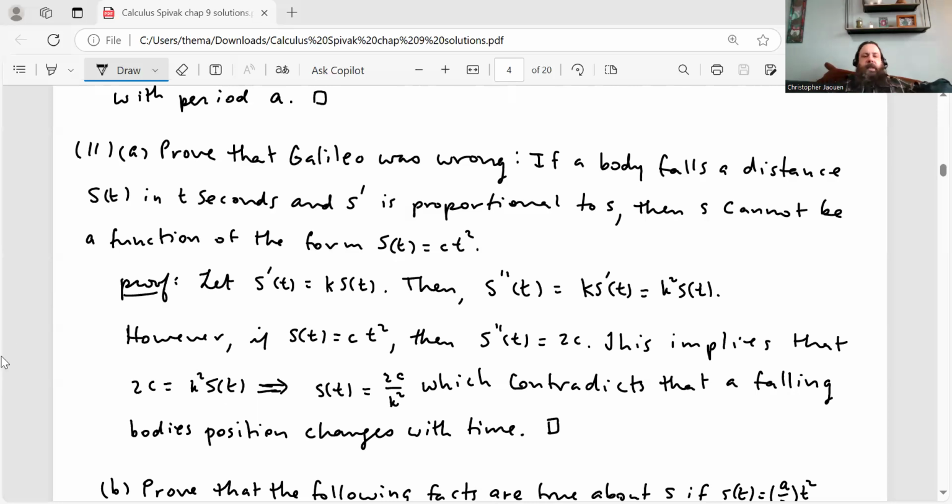Okay, here's my proof. Let s prime of t equal k times s of t, meaning we're assuming that s prime is proportional to s of t. Then s double prime of t equals k times s prime of t, which is equal to k squared s of t, by some of the things that we've already proven. However, if s of t equals ct squared, then s double prime of t equals 2c. This implies that 2c equals k squared s of t, or in other words, s of t is the constant function with value 2c over k squared. But this contradicts that a falling body's position changes with time. It doesn't make sense, so that's a contradiction.